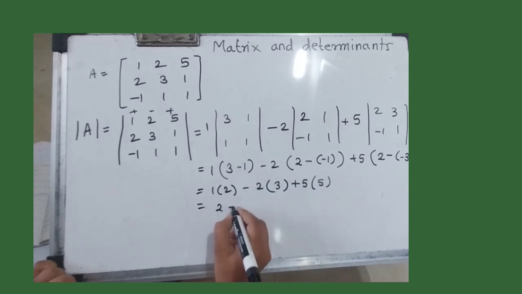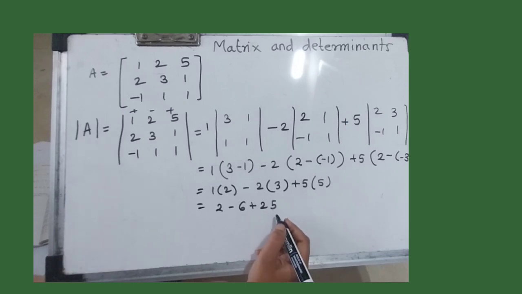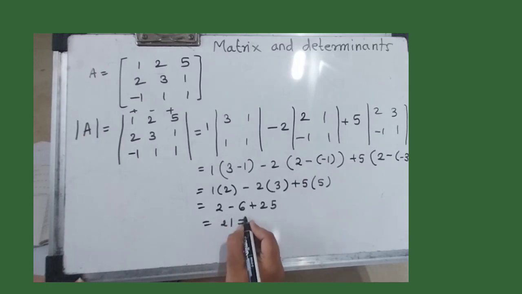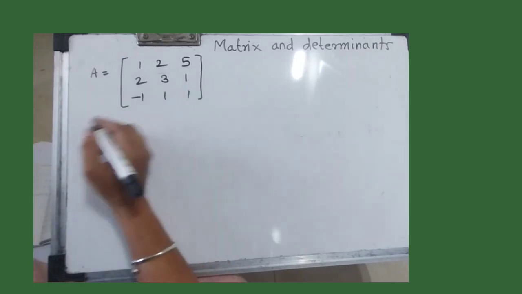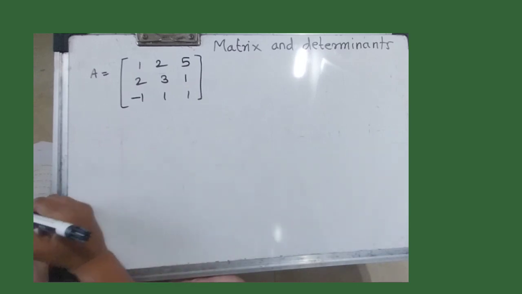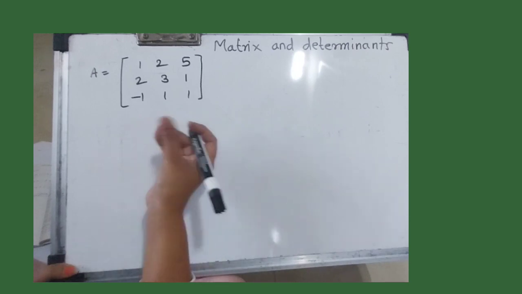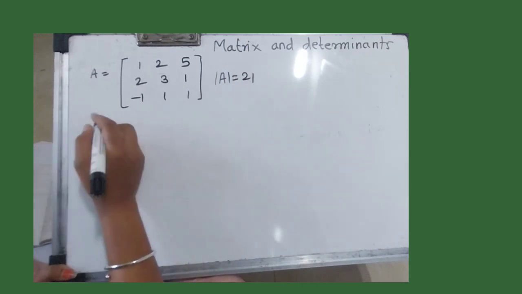So 2 minus 6 plus 25. 2 minus 6 plus 25 is 21, which is not equal to 0. Therefore, A inverse exists. Go through the next step. Determinant of A is 21. Because of limited space, I remove the determinant steps. I write here determinant A is 21. Okay. What is my next step?